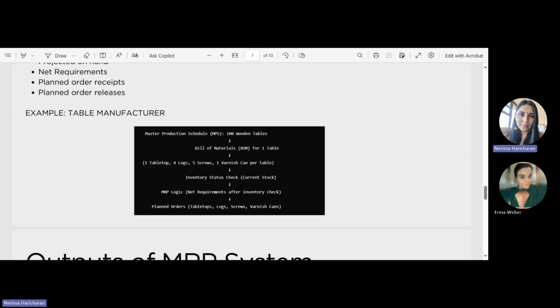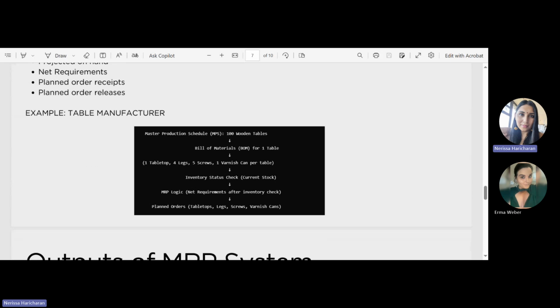Okay. So your MRP logic thereafter is you need to understand, using your MPS and your bill of material, what the MRP system is now going to calculate in order for you to produce 100 tables. I'll share this on ARC so you have more of an understanding. So when you require 100 tabletops, you have 20 tabletops on hand. Your net requirement is 80. So you had 20 on hand, you need 100. Your net requirement for how much you need is now 80. Similarly with legs, you have 4 legs per table, you need 100 tables.